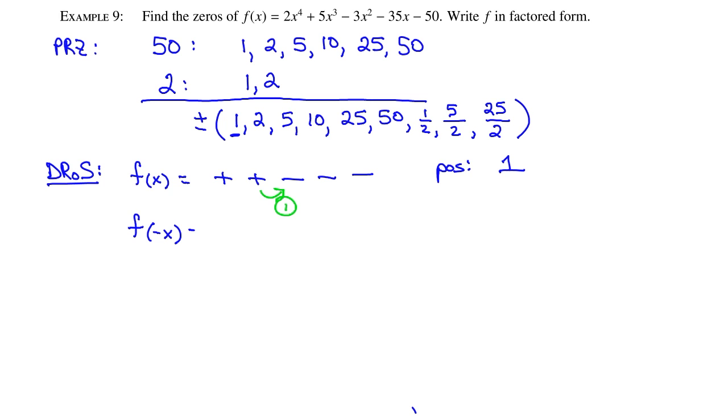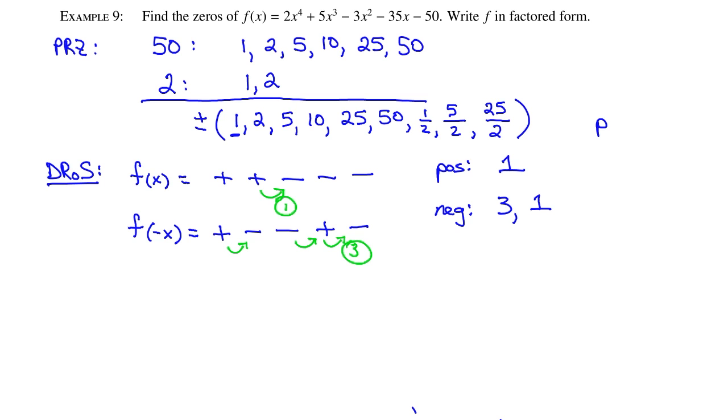Next, let me write out f of negative x. Now remember, this is just going to change the sign of the odd-powered terms. So the first one's even-powered, that stays the same. The second one is odd-powered, so it changes from positive to negative. The third one here is even, so that stays the same. The fourth one was odd, it was negative, it becomes positive. And of course the 50 is a constant, it stays the same. Let's count the number of sign changes. We have 1, 2, and 3. 3 sign changes. So for negatives, it can be 3 or 1.